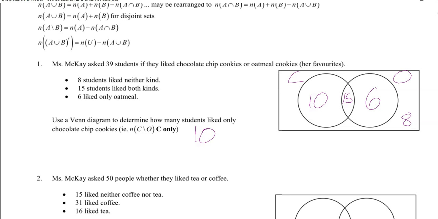How many like oatmeal cookies? 21. Okay. So those are the types of questions we can answer. We just have to know the names of each of the regions. Neither chocolate chip nor oatmeal. Both chocolate chip and oatmeal. Only chocolate chip, only oatmeal.